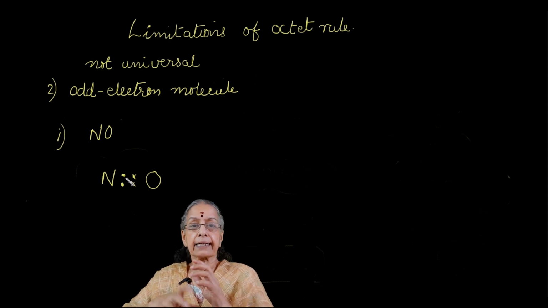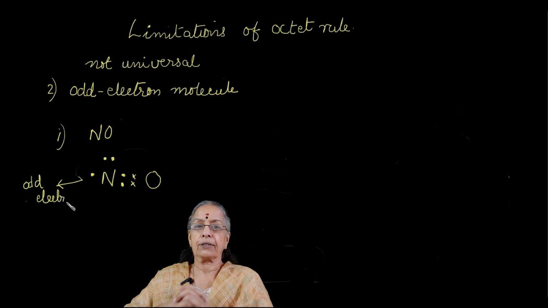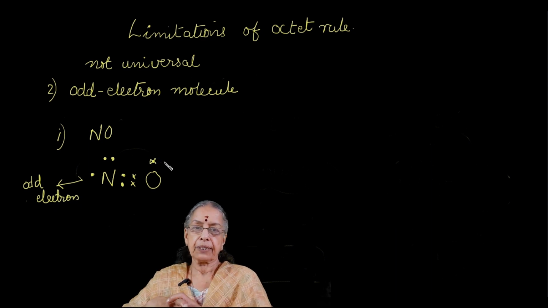Oxygen has 6 electrons in its outermost shell. Nitrogen has 3 electrons more. 2 electrons form one lone pair and 1 electron remains singly. That single electron is what we call odd electron. Now for the oxygen atom, 4 electrons remain. They remain as 2 lone pairs.